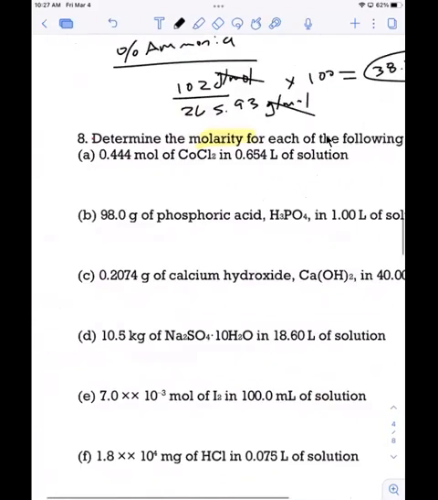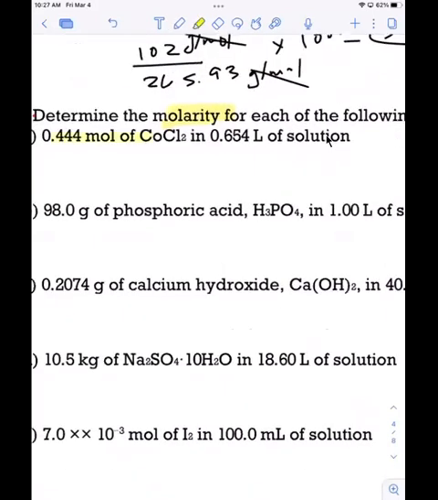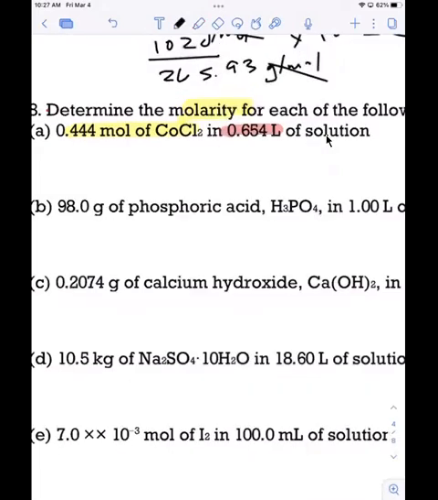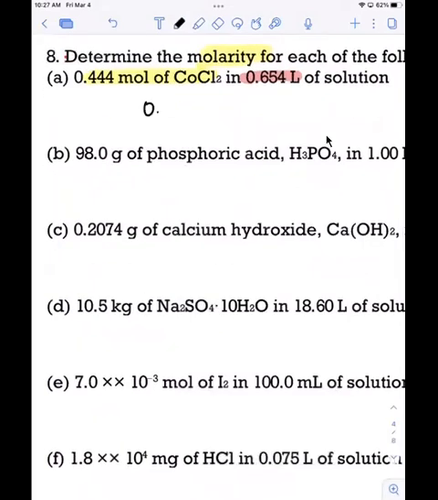Moles of solute over liters of solution. All right. So in the first question, number 8, it gives us the moles of solute. It tells us that we have 0.444 moles of cobalt(II) chloride. And it also tells us that we have 0.654 liters of solution, right? So we're just going to take those two numbers and put them over top of each other. So it's going to be 0.444 moles divided by 0.654 liters. And that's going to give us the molarity.